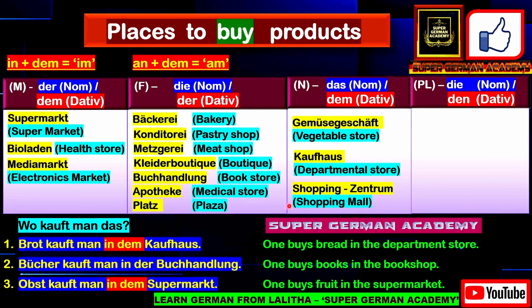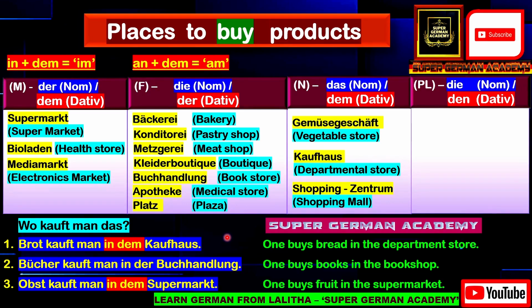Now let's see a few example sentences of how to use these places. So, wo kauft man das means where does one buy that. Man means one here, and this is the third person, that is er, sie, es, as man comes in the third person, right? The conjugation of kaufen with man is kauft. So wo kauft man das means where does one buy that.